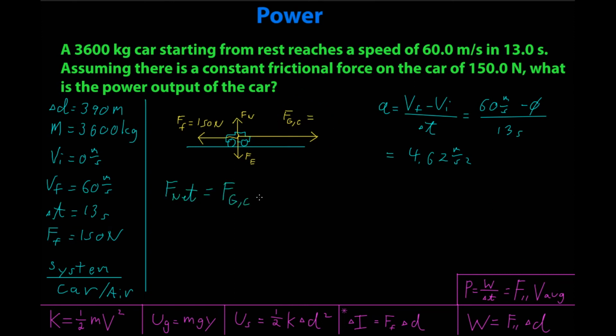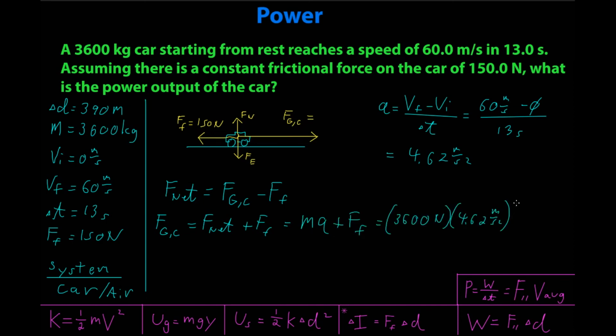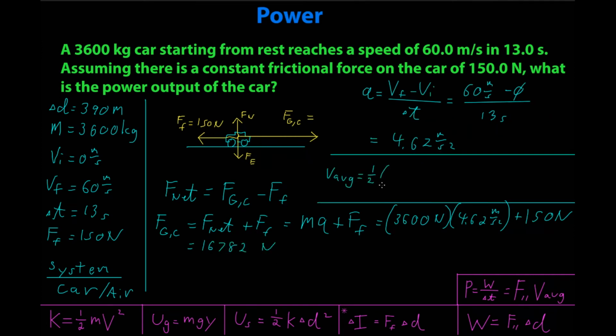F net would be force ground on car minus force friction. Therefore, force ground on car will be F net plus force friction, which would be mass times acceleration via Newton's second law plus force friction, which would be 3,600 kilograms times 4.62 meters per second squared plus 150 newtons. This would give me 16,782 newtons. Average velocity would be 1/2 (vi plus vf). Since vi is 0 and vf is 60, that means average velocity would be 30 meters per second.